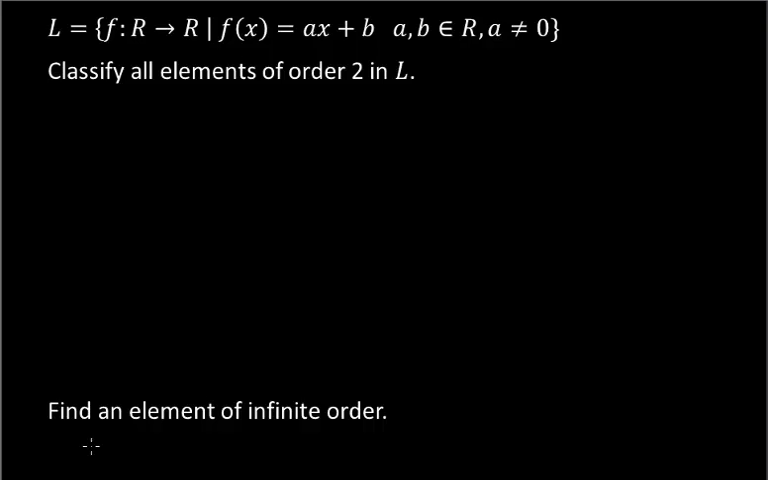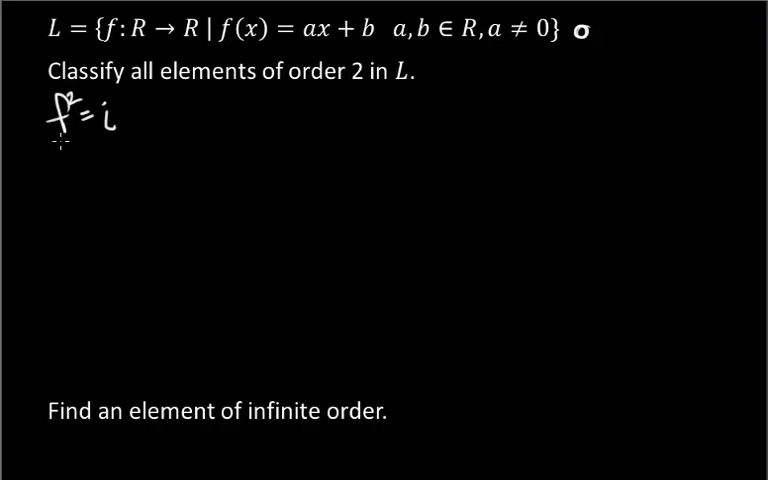This was the group of linear functions from R to R with a non-zero coefficient of x. Classify all elements of order 2. We did this in class. The main thing is when you write something like f squared equals the identity, we'll call it little i, we don't mean f times f, do we? Because the operation in this group is function composition.